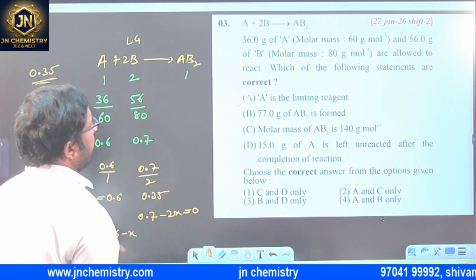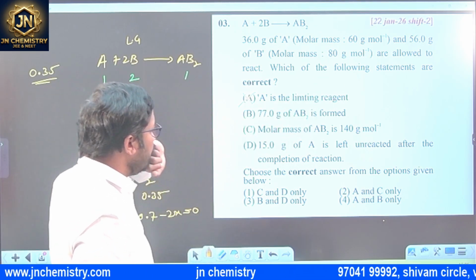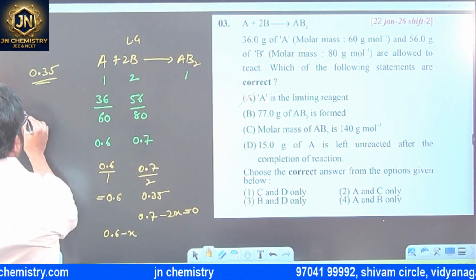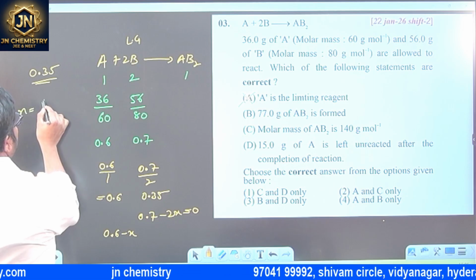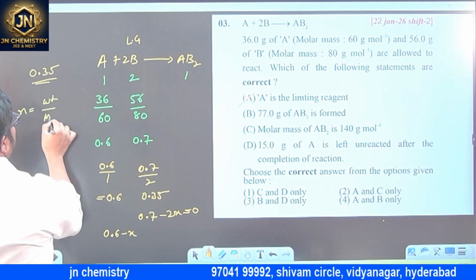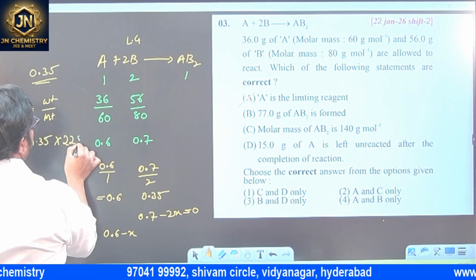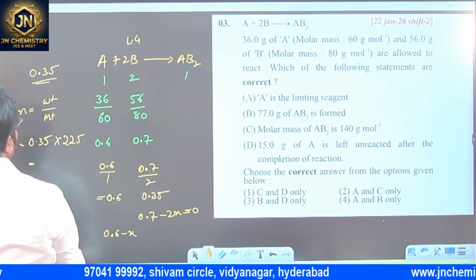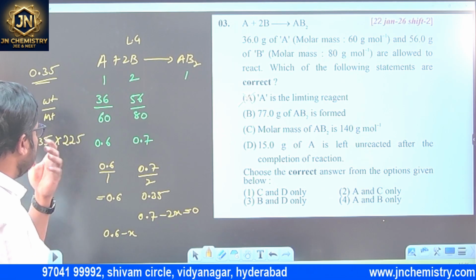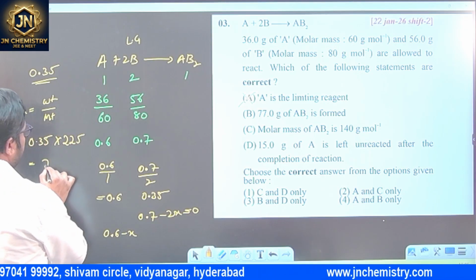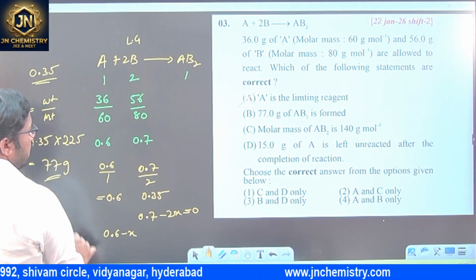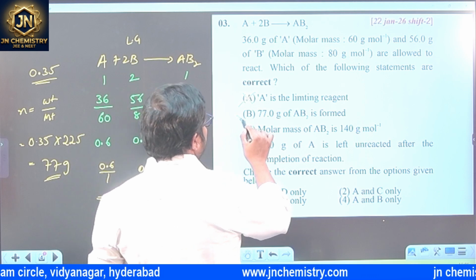0.35 moles of AB2 is forming. 0.35 moles means what? Number of moles is equal to weight by molecular weight. So weight is equal to 0.35 into 220 grams, approximately 77 grams. So B is correct.